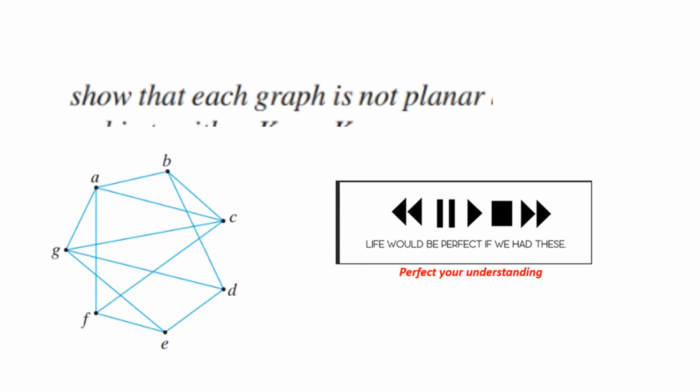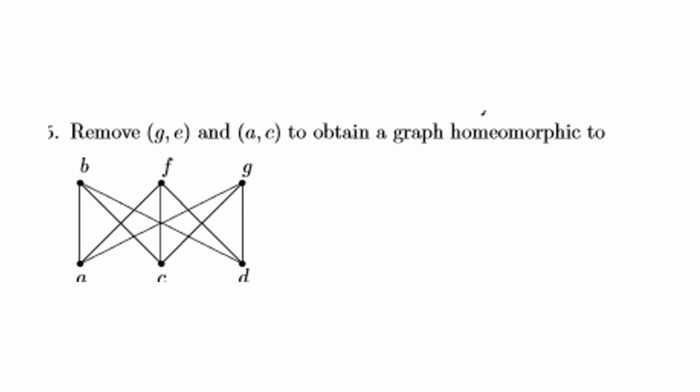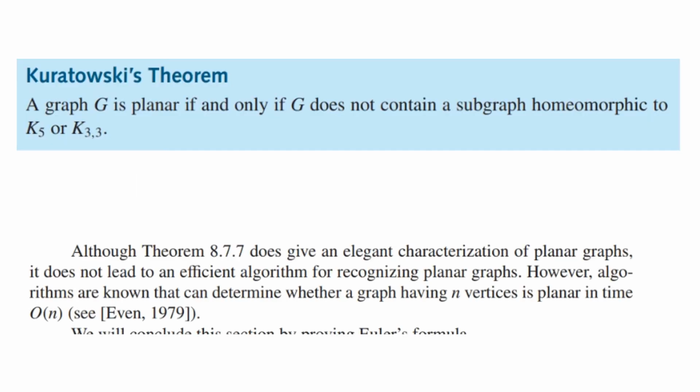But anyway, here's a couple more problems. Here you're supposed to show that this graph is not planar. Let's pause and see how you do. Well, if you remove those links, you obtain a graph that is homeomorphic to, and this is the one we call K3,3. So this is not planar.